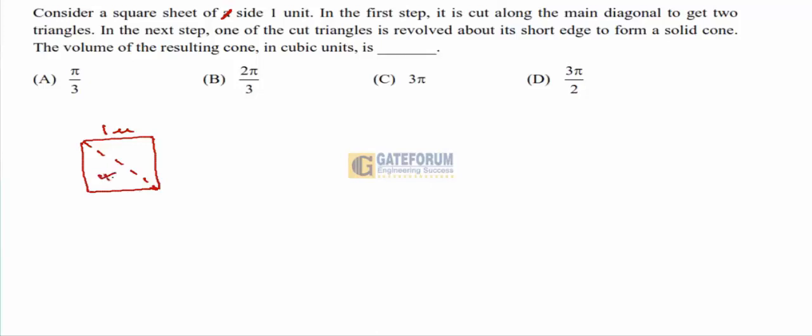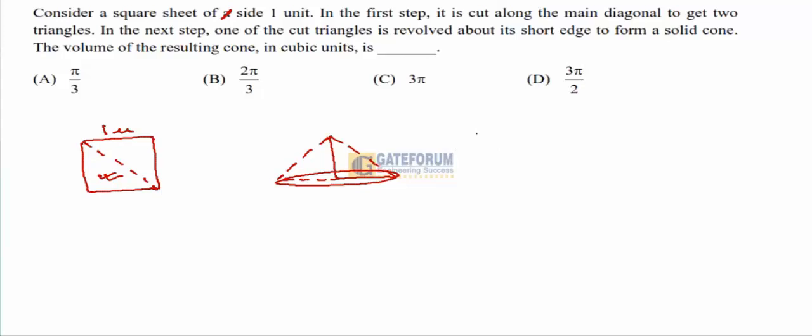Let us suppose we select this one. So you see, this is revolved round its short edge, which is one of the sides. This is the longer one, to form a cone. So the cone basically would look like this, with this being the curved surface with the revolving. So this is the shape of the cone. So they have asked, find the volume of the resulting cone in cubic units.